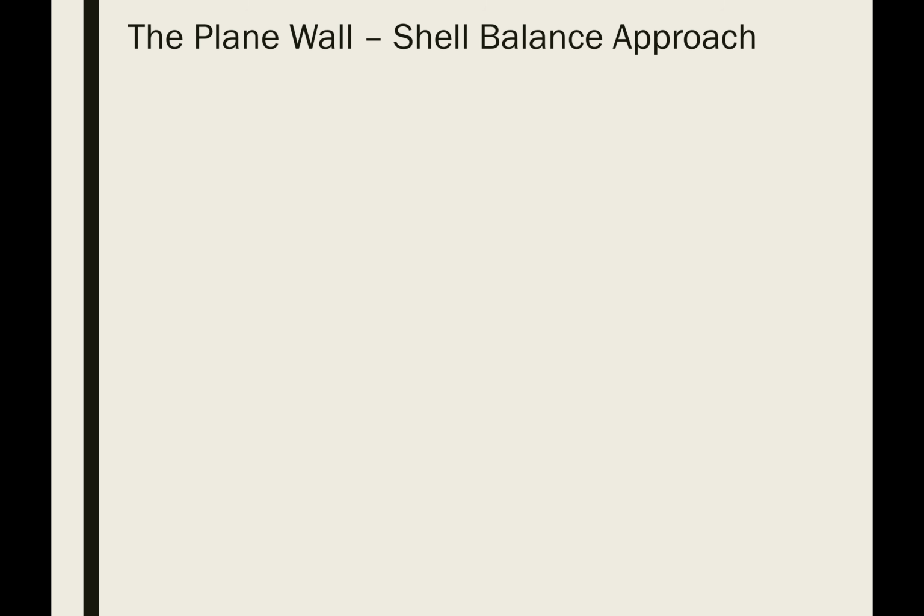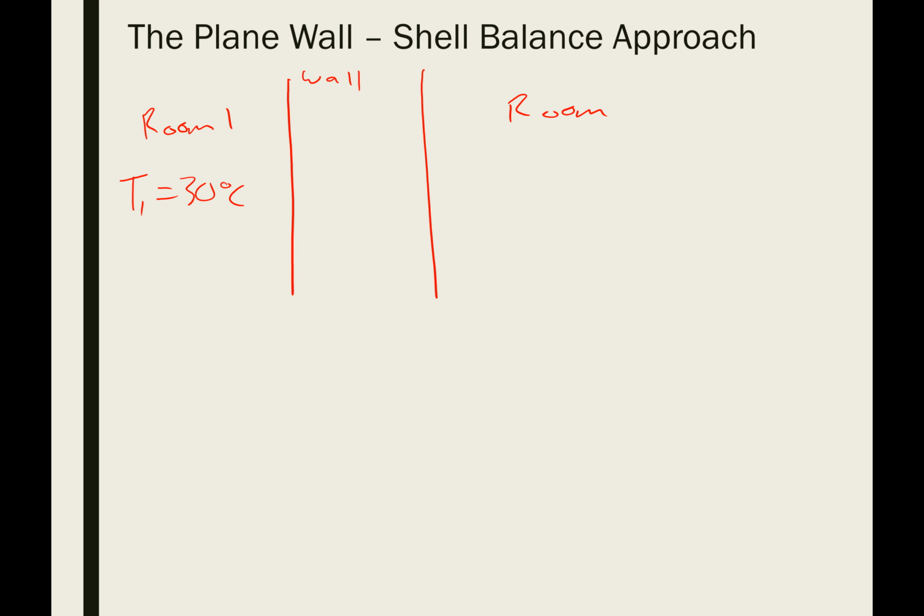So for a plane wall, and there will be a point to this, it may not be clear until about 5 slides from now. Let's say we have a room on the left of my screen and a room on the right. And between them we have just this dividing wall. So if this room, let's call this T1, let's say this is 30 degrees C. And the other room is, let's call that 15 degrees C.